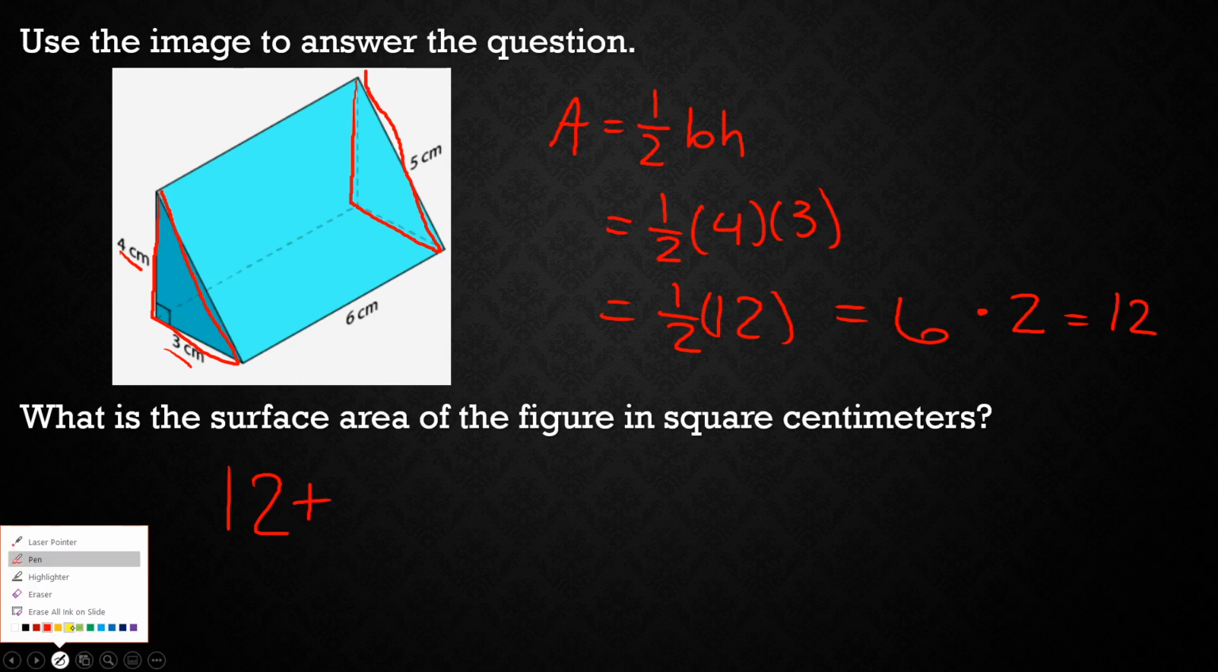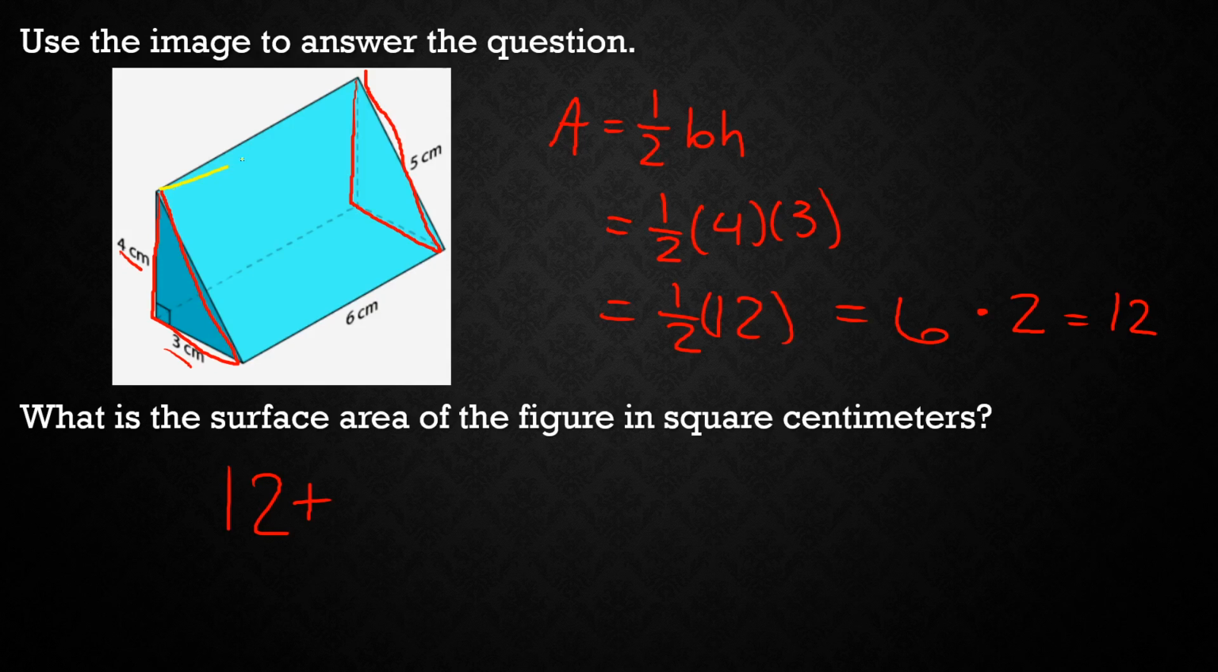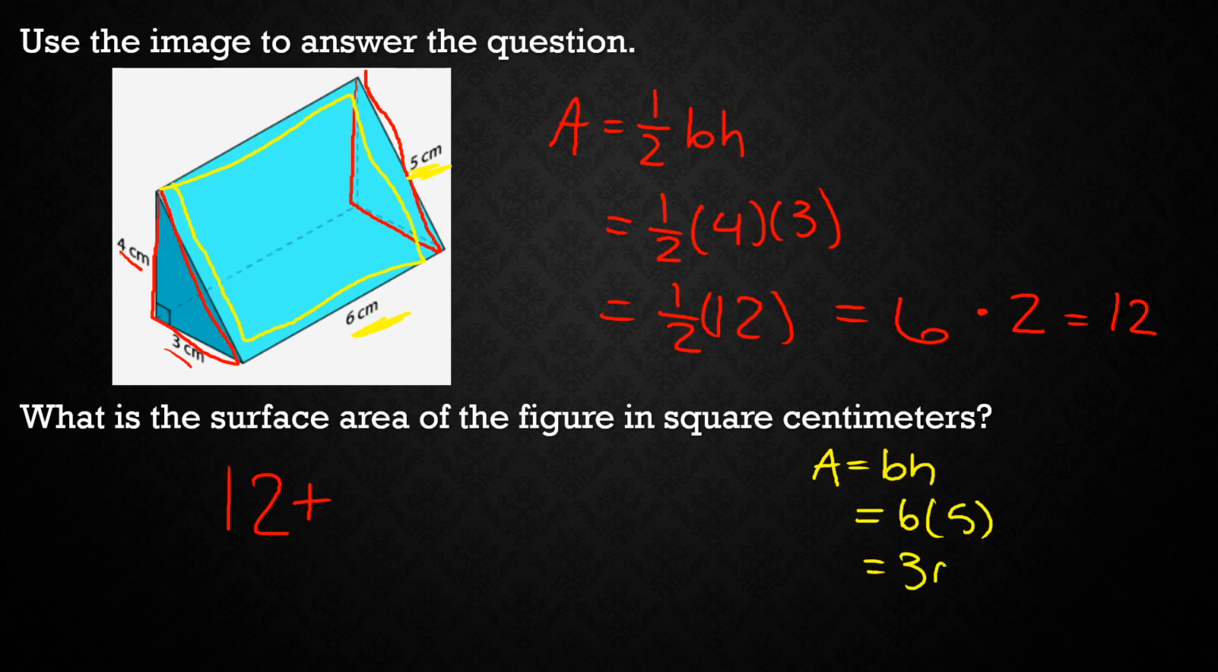Then we need to figure out, well, what is going to be the area of my rectangle here? Okay, and I can see my rectangle has a base of 6 centimeters and then it has a height of 5 centimeters. So area is going to be base times height. That is going to be 6 times 5, which is going to give me 30.